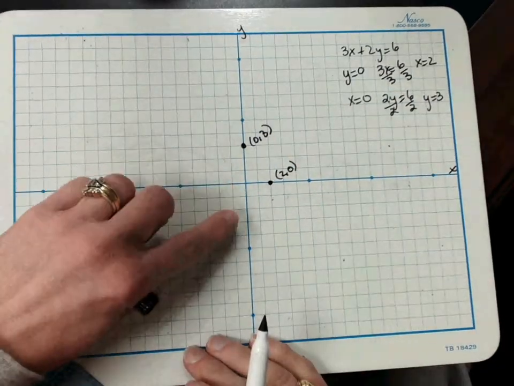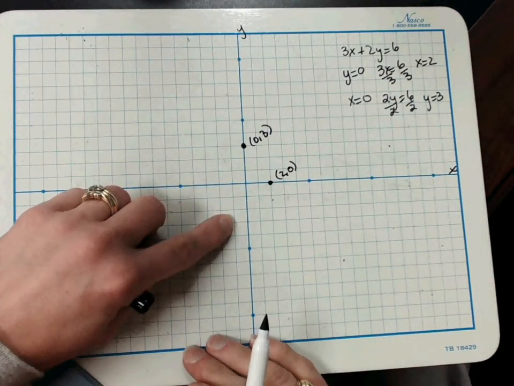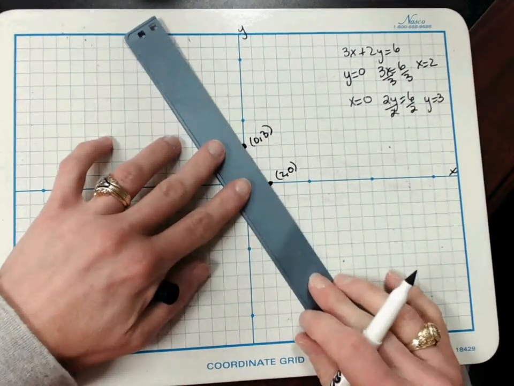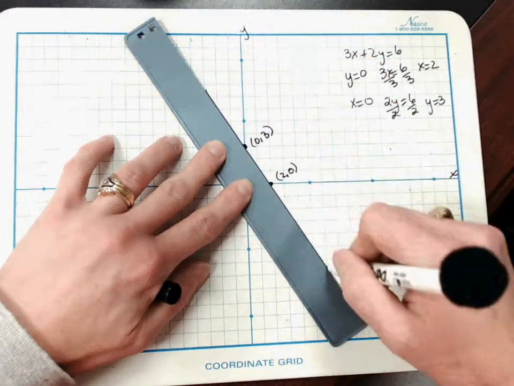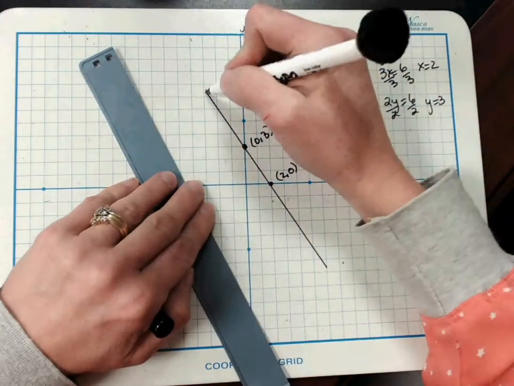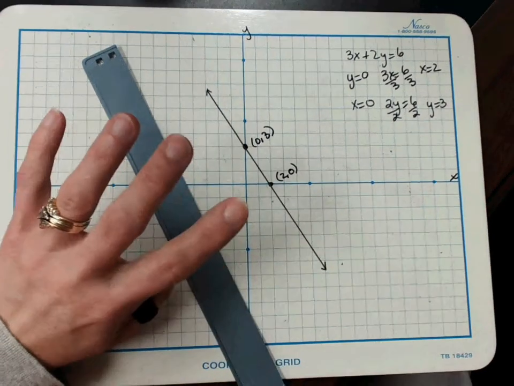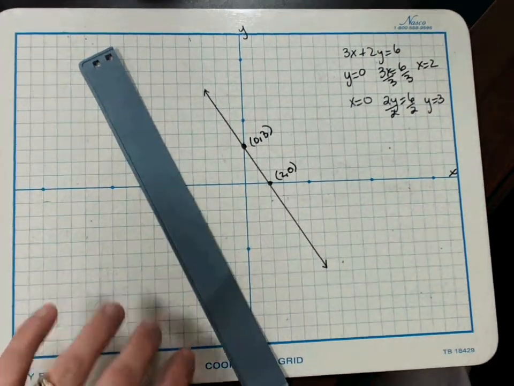Now, since I have 2 points, that's all I need to graph a line. So I'm going to use my straight edge, help me out a little bit, and draw my equation of my line. That's my little arrow showing it's going to continue on that way. So that's all we need to do to graph a line. So let's try another one.